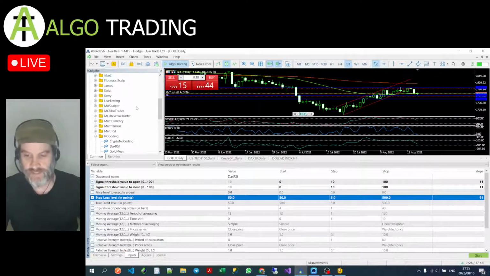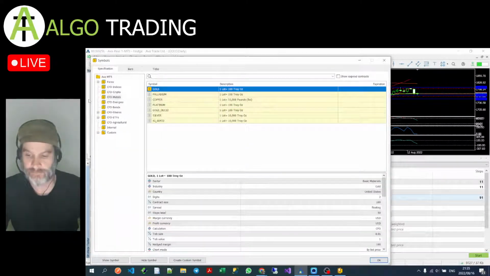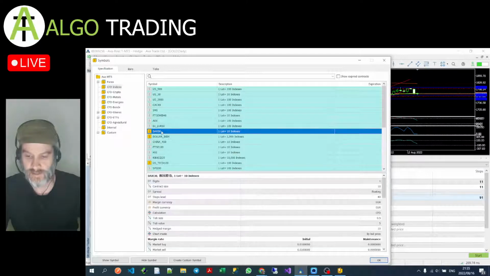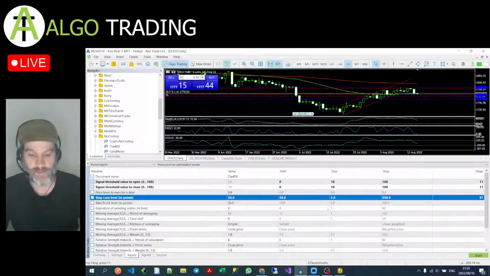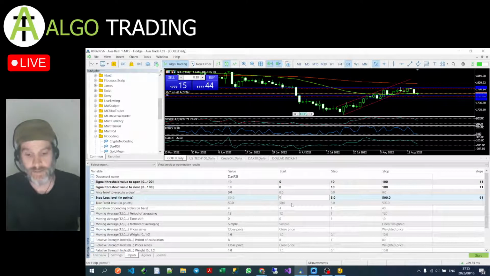Stop levels. Now we need to see what is the stop level for DAX. So open up our symbols, go to indices, click DAX, and our stop levels are 40. So we're going to go up in increments of 40. Alright, we'll do that for the trailing stops and for the stop loss and take profit. So we're going to start at 0, because we might not want a stop loss.